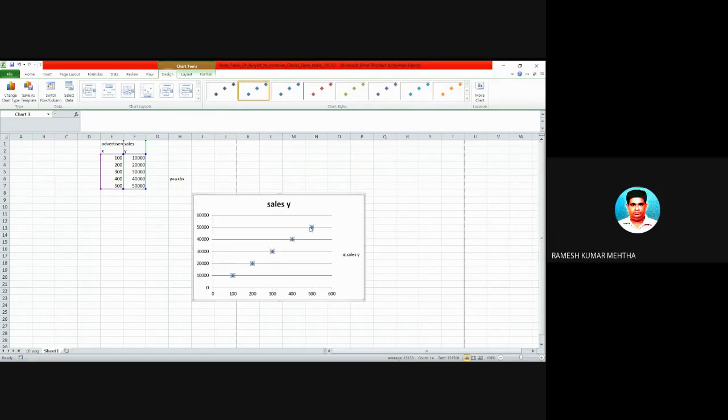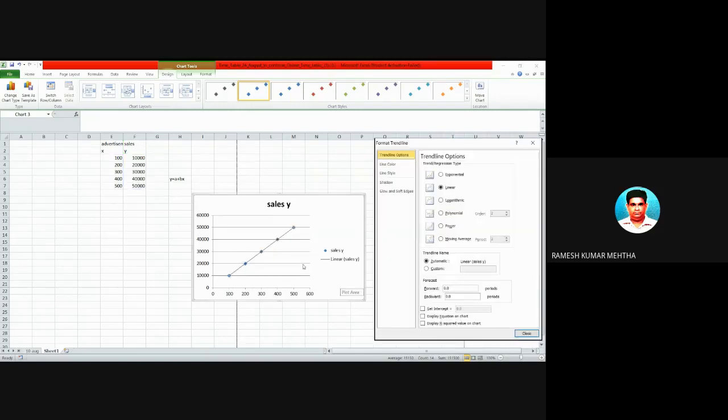Next, on the dots you press, you will get a button like this, and take a right click. You will get add trend line. So add a trend line. You will get a trend line like this. Now there is a box which has opened. On this, if you look carefully here, you can even take display equation on the chart, which is y is equal to a plus bx.